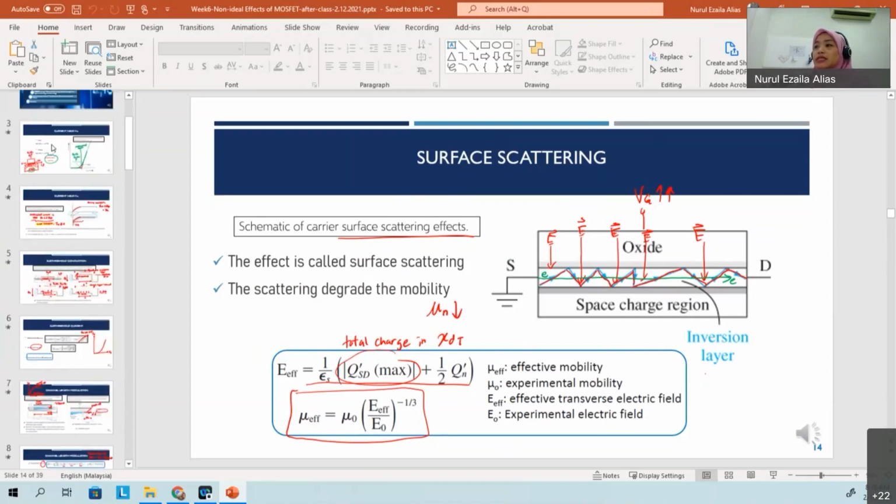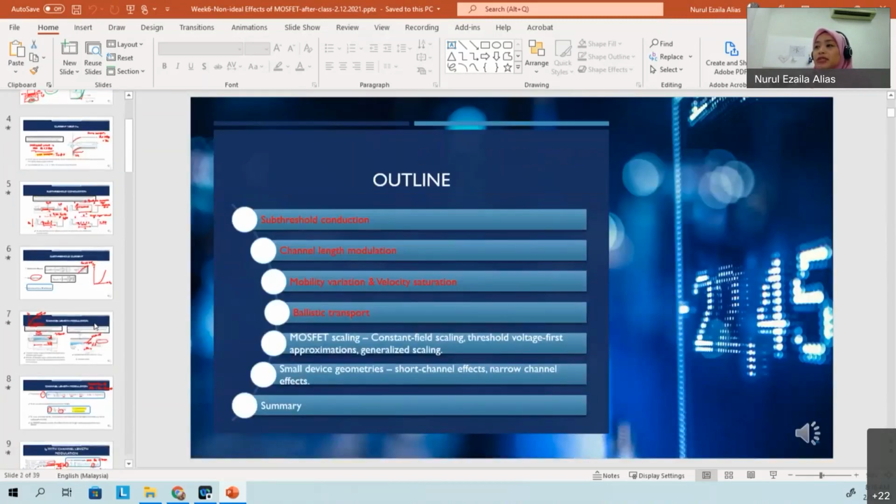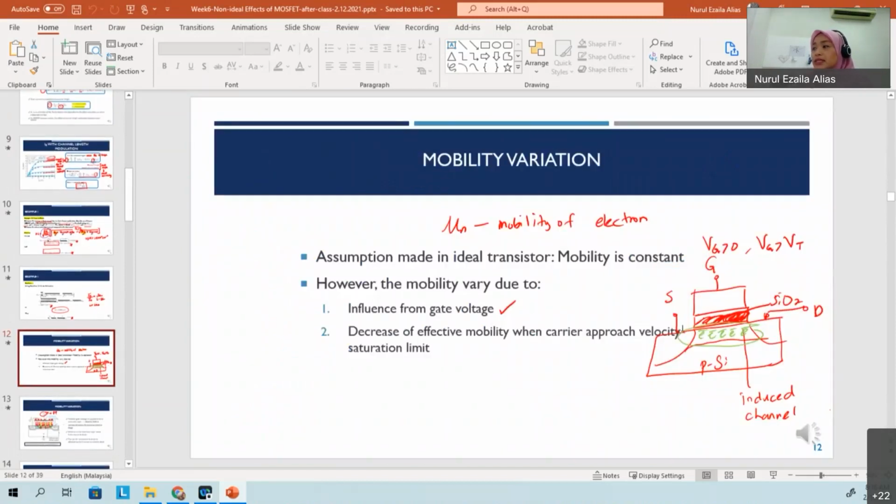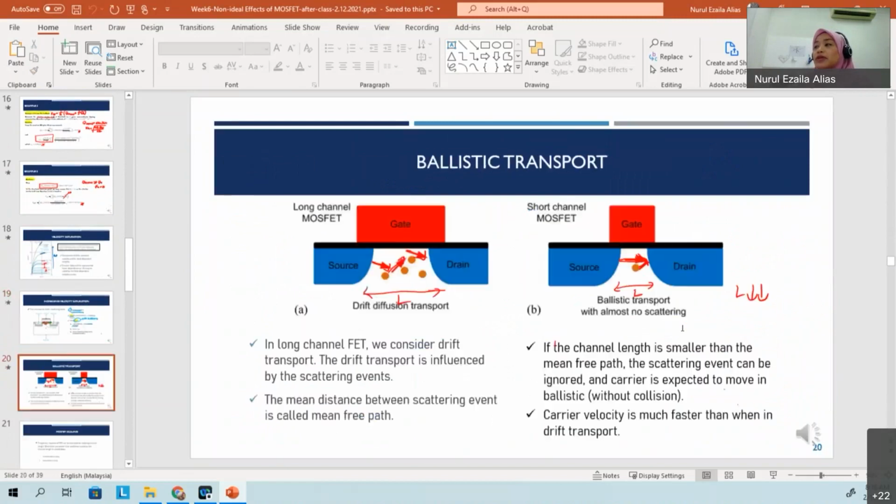All right, so this is just a summary. And then ballistic transport. Ballistic transport only occurs in the short channel. In a long channel, drift diffusion transport means the electrons are randomly distributed in the channel, flowing from source to drain. In ballistic transport, source and drain are very near, so the electron can flow from source to drain very fast without obstacle, sometimes in a straight line.